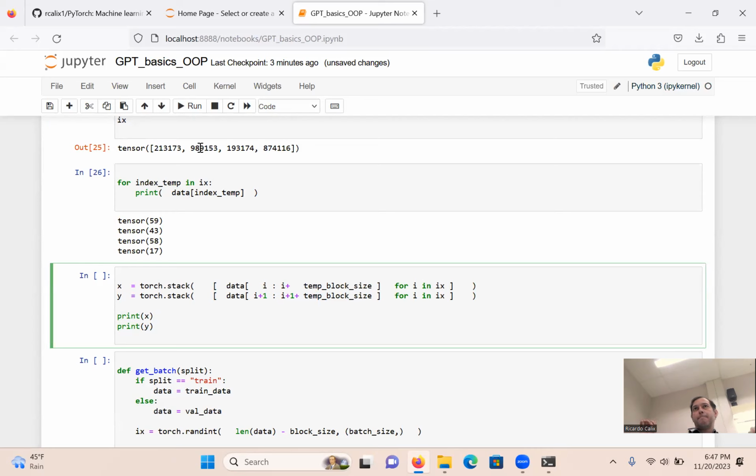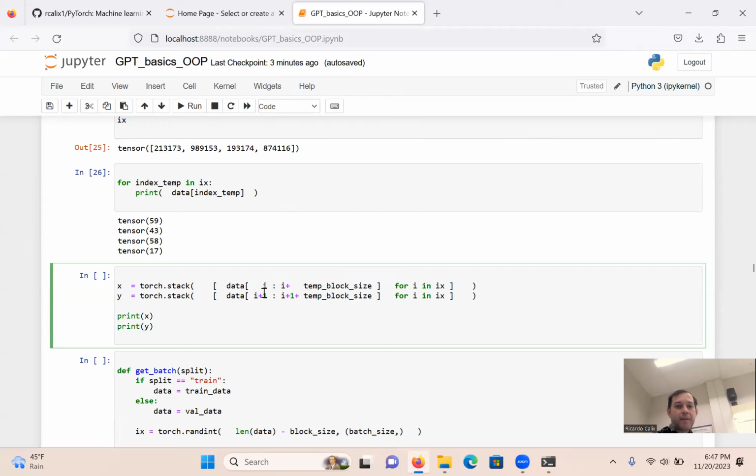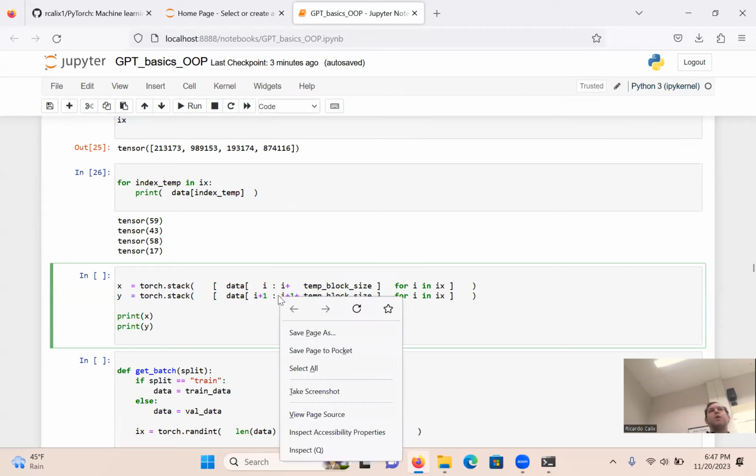Yes? Okay. And then the only trick that you might notice is what? Here we have i, and what do we have here? i plus 1. What is that doing? Effectively, that's the shifting. That's the shifting.